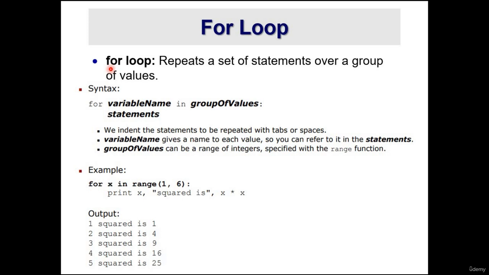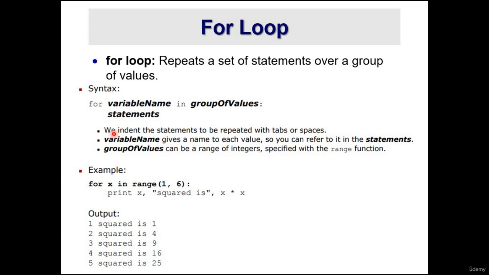So what is for loop? For loop repeats a set of statements over a group of values, which means that we can repeat a set of statements with a certain repetition depending upon the values. This is the syntax: we have to use the keyword for, then specify the variable name, any name like x, y, z. Then we use another keyword, which is in, and then the group of values. Then we put the colon, and then we give the statements which are properly indented.